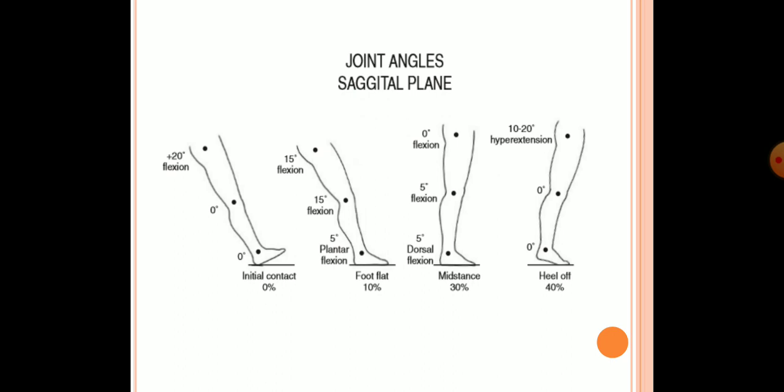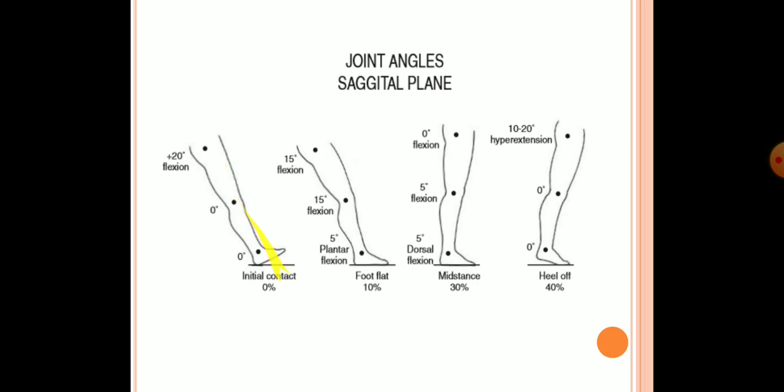So these are the basic joint angles, or the basic amount of movement required in the sagittal plane to initiate or complete a normal gait cycle. Whenever we talk about initial contact, or heel strike, the hip should be flexed to 20 degrees. There should be at least 20 degrees of flexion in the hip joint to initiate the initial contact phase, the knee should be in complete extension, and the ankle joint should be in neutral. It should not be dorsiflexed or plantarflexed. It should be in a neutral position.